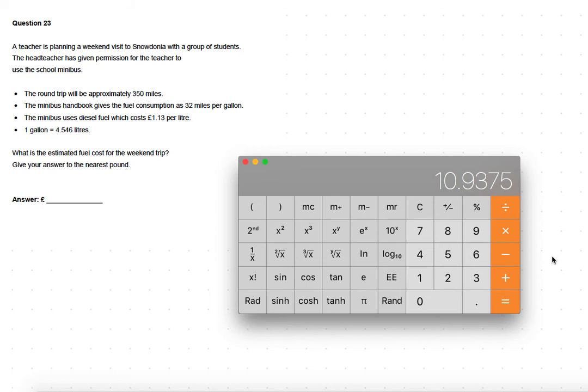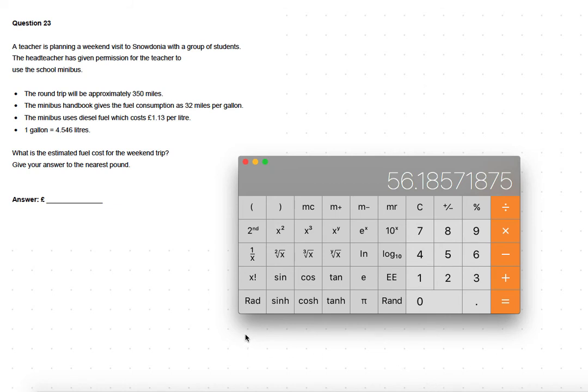If you just use 10.9, you're in danger of going wrong in this question. And you definitely don't round it to like 10.94. You use all of it. So that's how many gallons of fuel we're going to use. We need to turn that into litres, so we times that by 4.546. Again, we get an even longer decimal now, but I don't round it. So this is approximately 49.7 litres of fuel, but we need to use the whole number. Now we go and pay for it. It costs £1.13 per litre, and there you go, there's the final answer.